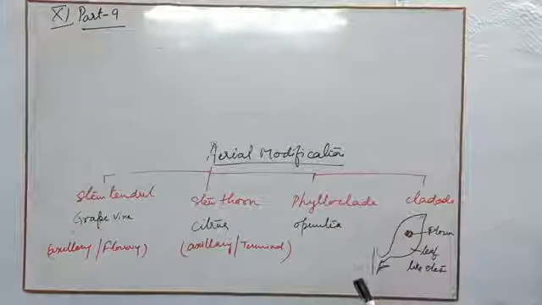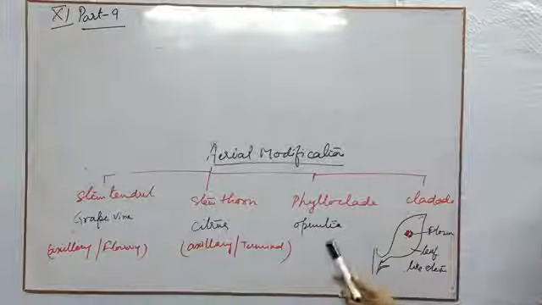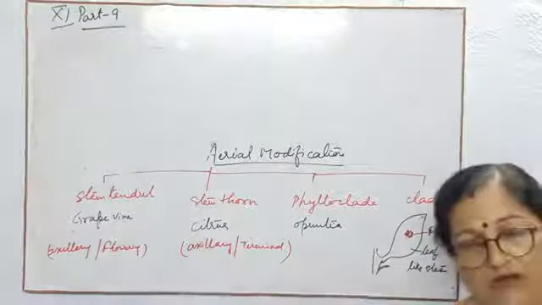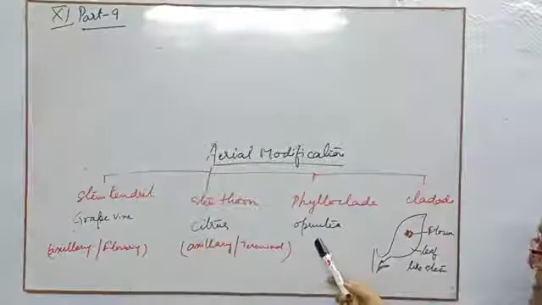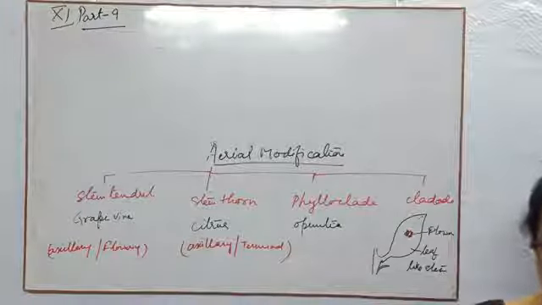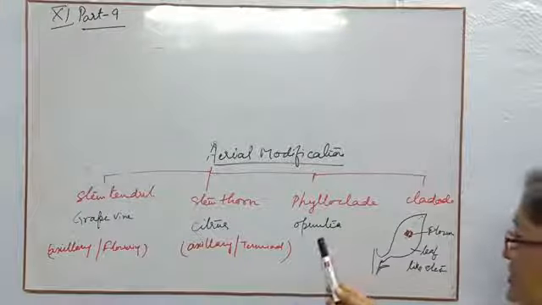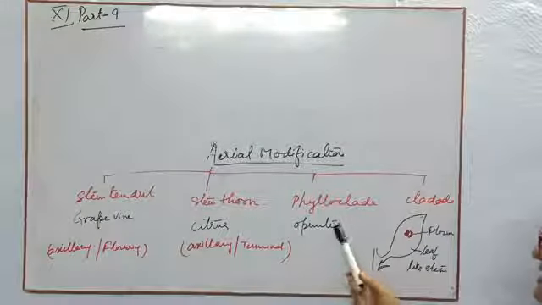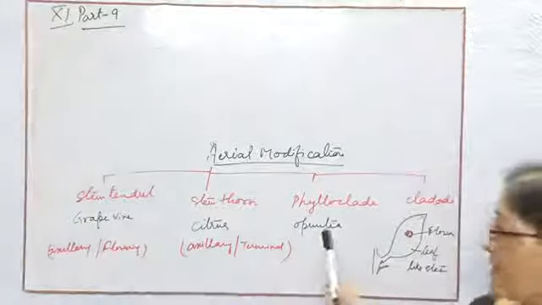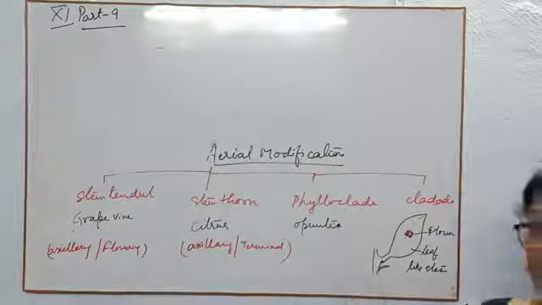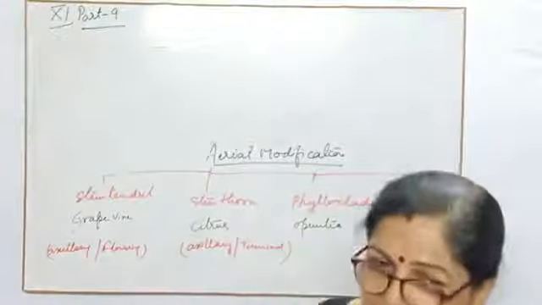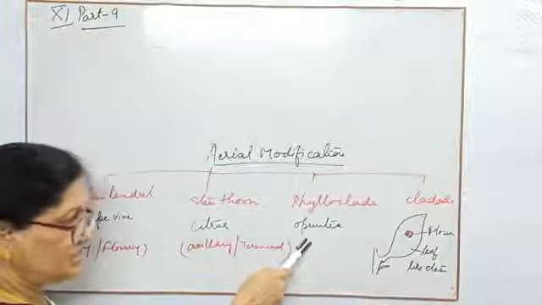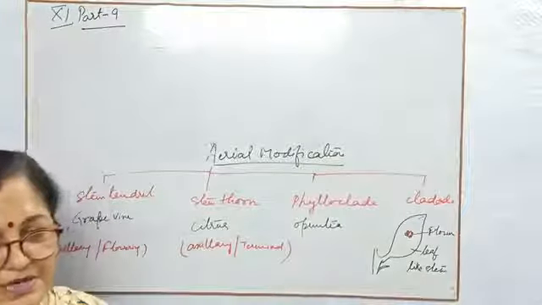Phylloclade, everyone you have seen the cactus plant. Cactus plant have no leaves. All the leaves will change into spines. Yet they have not only for protection, and along with the protection they reduce the rate of transpiration. That's why they are the desert plant. In desert plants, stem becomes green, and when stem becomes green, it becomes fleshy. Why? Because it stores the water, and then they help in the preparation of food.